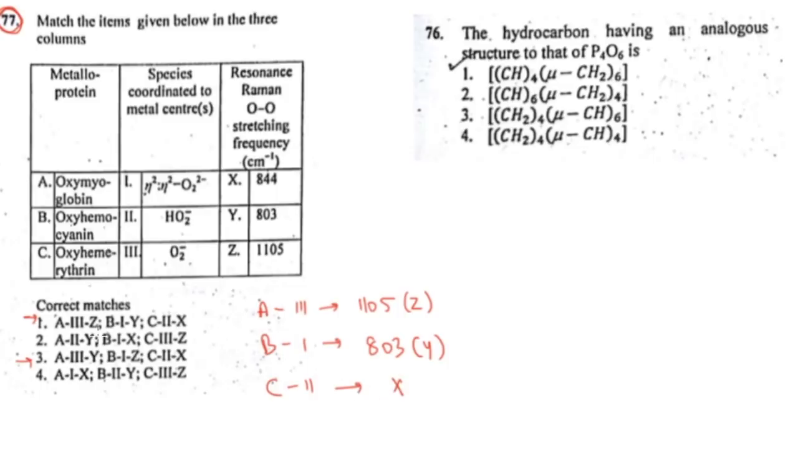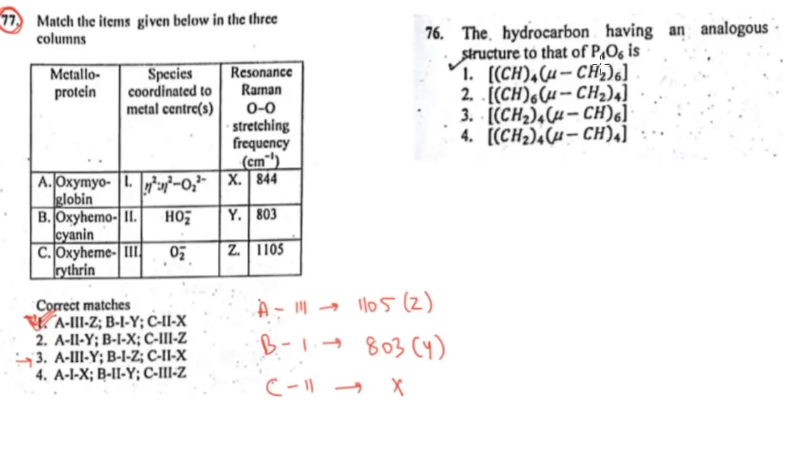So which is the correct option? The first one is your correct option. So like that you can do it easily. You just need to memorize the values, and for the frequencies you just need to know about the binding, what kind of bond is actually there. Now, this next question was very simple.